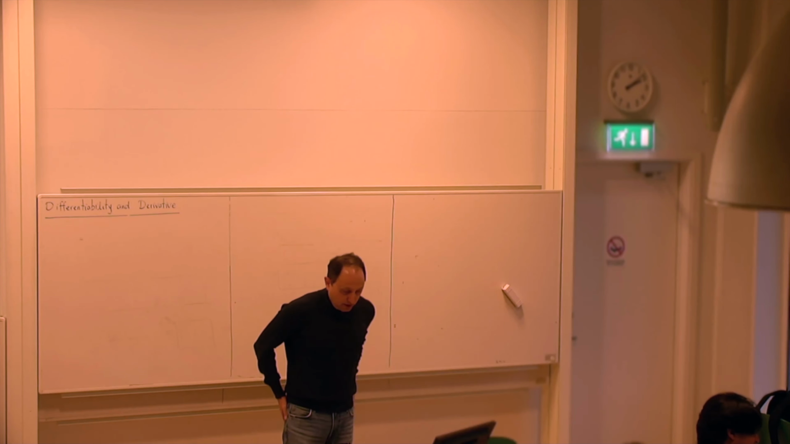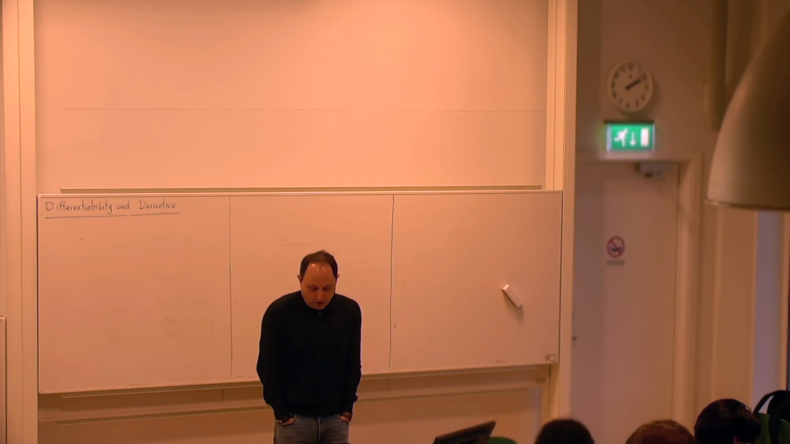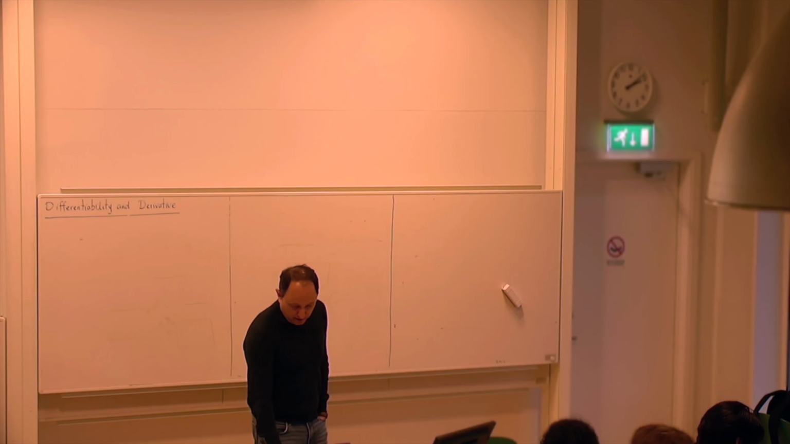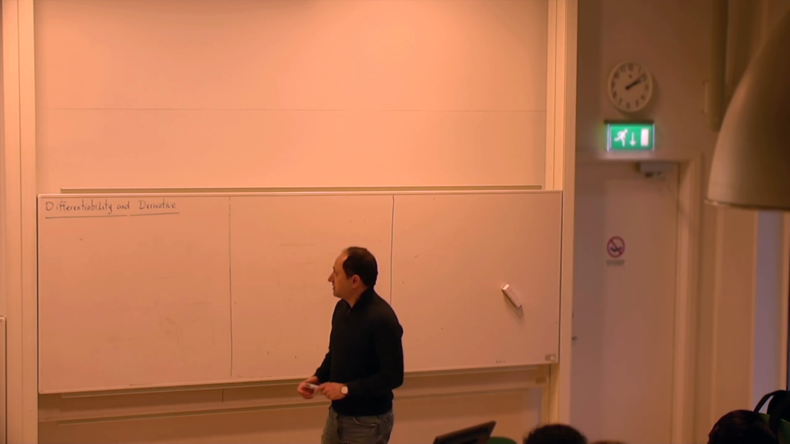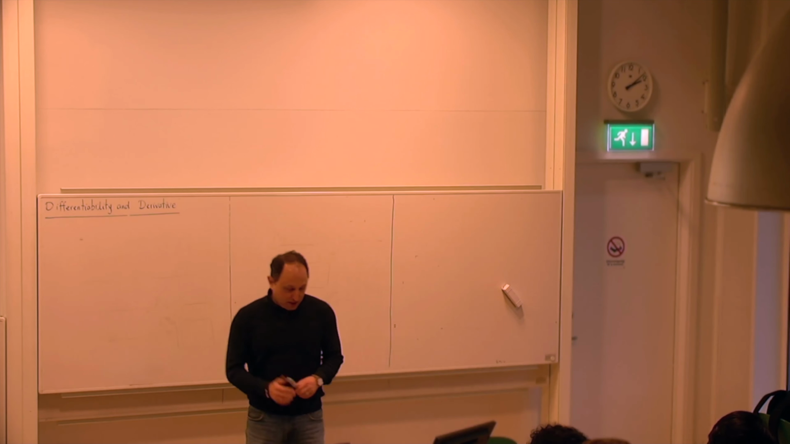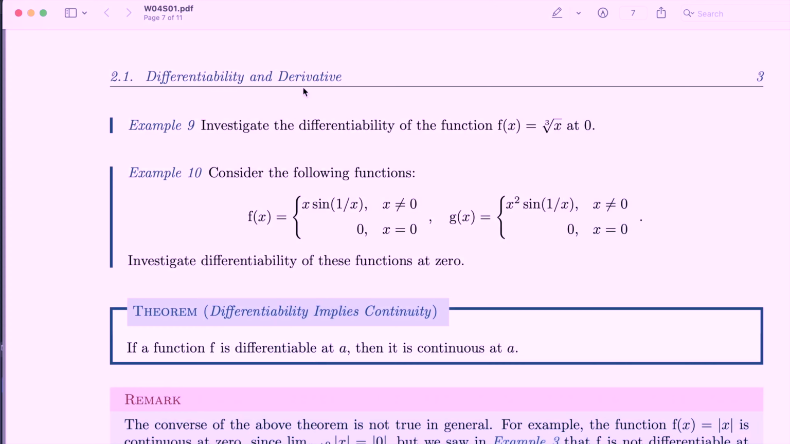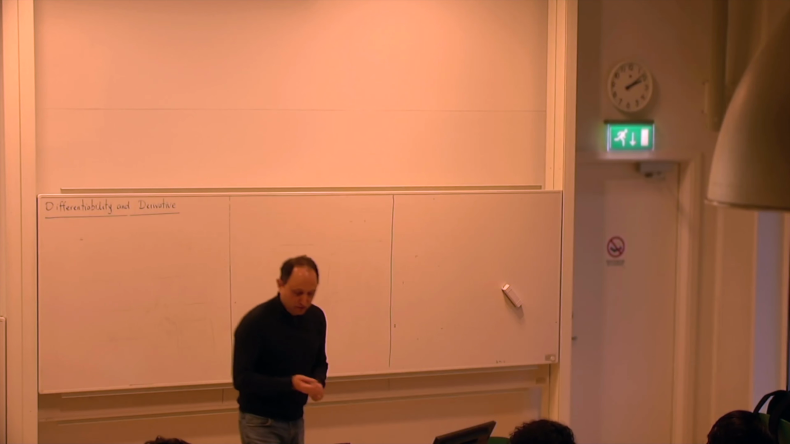Okay, so now let us start the second part of this lecture today. We solved that one. One more thing, I want to go through this a little bit fast here. So example number 9. Investigate the differentiability of the function f of x equals the third root of x at 0. Okay, so let us see why I have mentioned this.